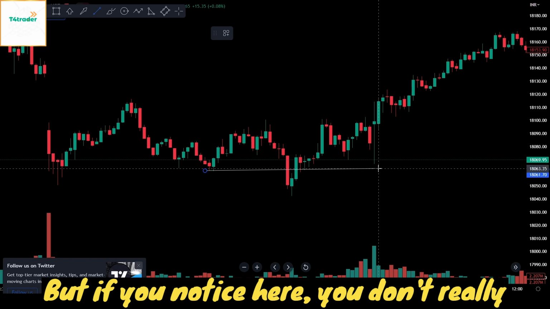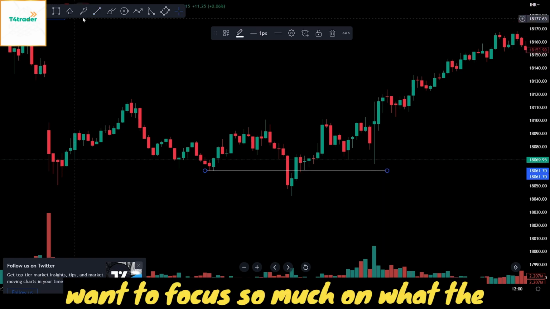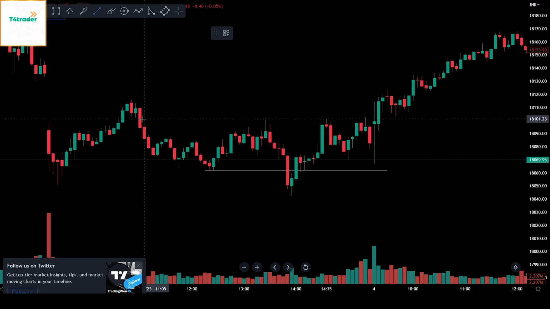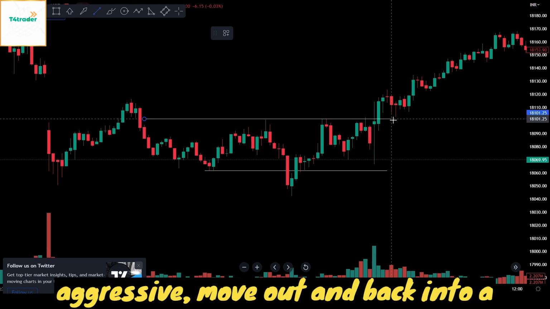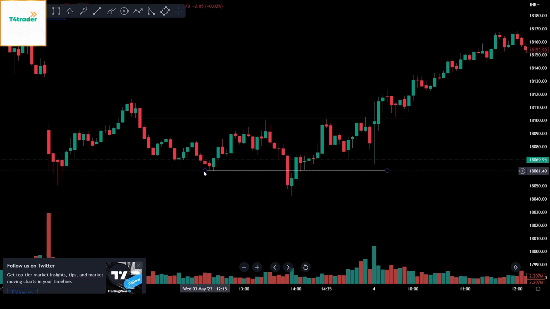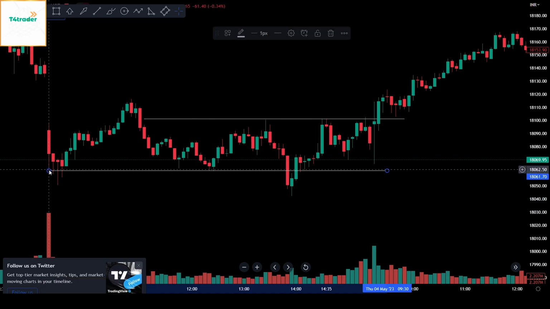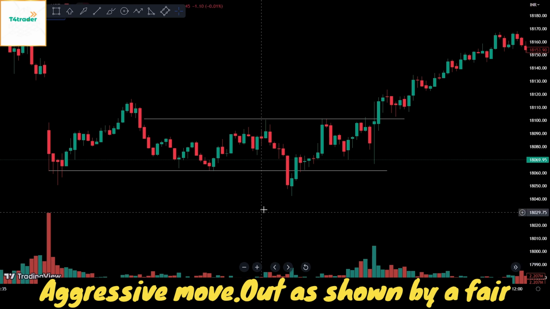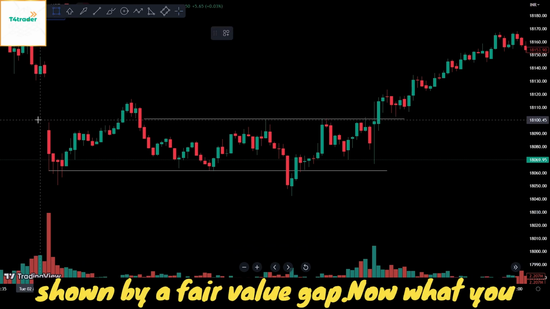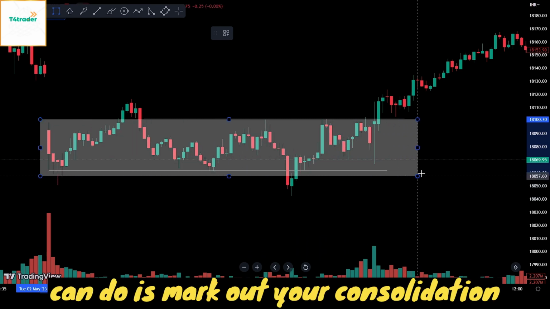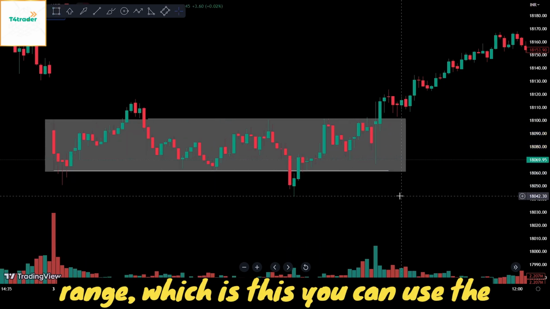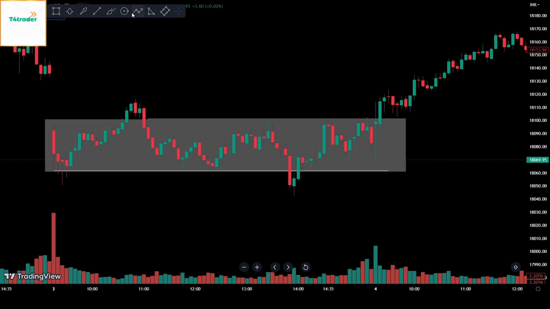But if you notice here, you don't really want to focus so much on what the consolidation area is. You just want to focus on where you get aggressive move out and back into a range. So if you're looking right here, you can see we have a range right here, aggressive move out is shown by a fair value gap and aggressive move back in shown by a fair value gap. Now what you can do is mark out your consolidation range, which is this. You can use the bodies here.